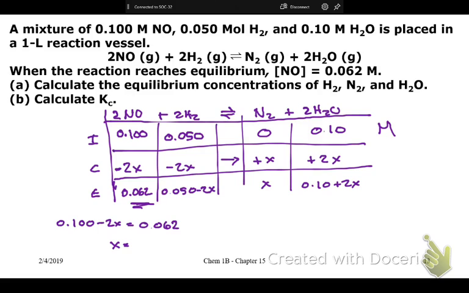0.0623819. So I get 0.019 molarity for x. So my concentration for H2 is going to be equal to 0.050 minus 2 times, right, 0.019. That's going to be 0.012.